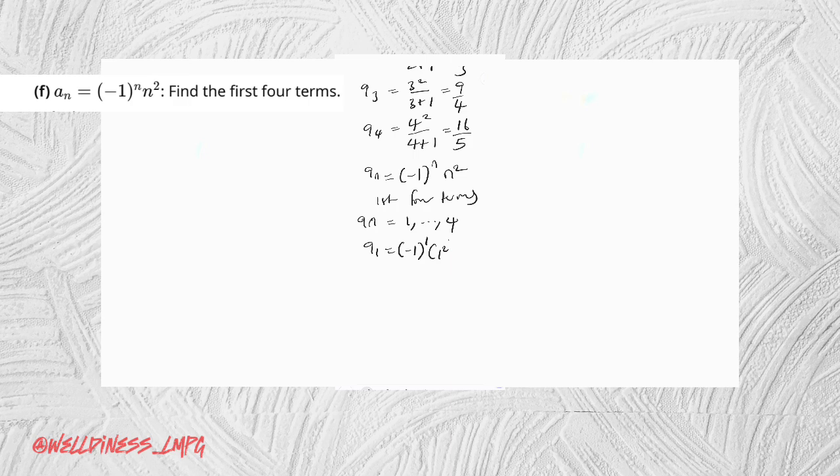Now for a1, all you have to do is put 1 anywhere you see n. So in this case, you are going to have minus 1 raised to power 1 multiplied by 1 squared. And minus 1 raised to power 1 is minus 1. 1 squared is 1. So 1 times minus 1 will give you minus 1.